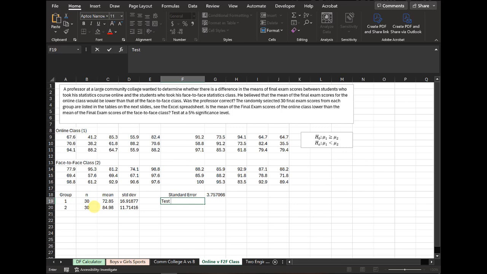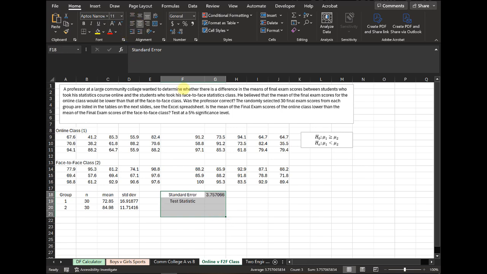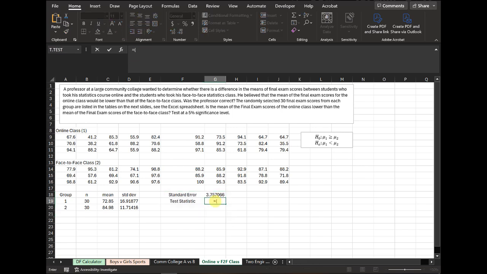And then for my test statistic, let's see, center everything. You know me, I like everything centered. Okay, so I'll take the first mean minus the second mean. Don't forget your parentheses around all of that, see how I have that here, divided by the standard error. So there's my test statistic.